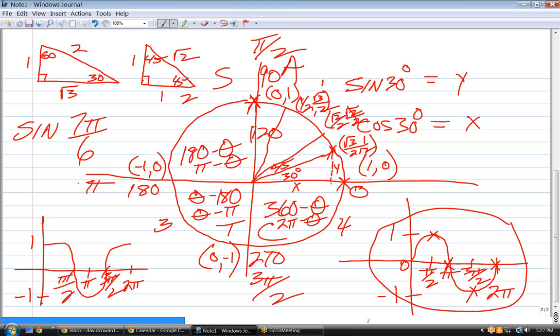It would be in the third. So I substitute 7 pi over 6 for theta. 7 pi over 6 minus pi. The equivalent first quadrant angle is pi over 6. That's 30 degrees. That's 1/2. So the sine of 7 pi over 6 is negative 1/2, excuse me, because it's third quadrant, sine is negative.